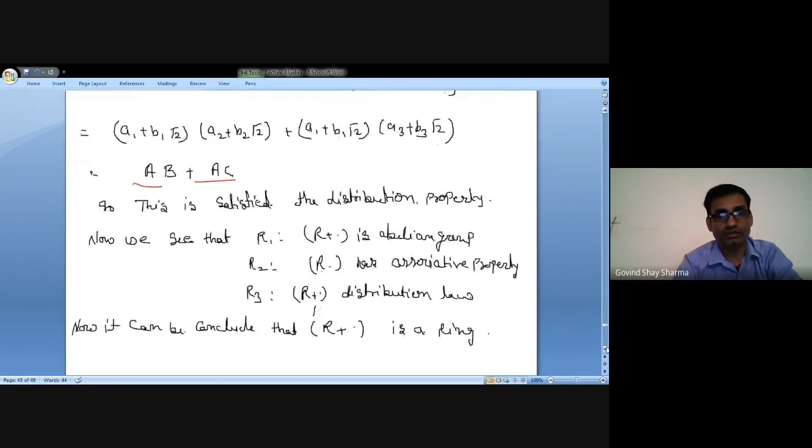Now, by the addition property, (R, +) is an abelian group. (R, dot) has the associative property. (R, +, dot) has the distributive law. So after these three properties are satisfied by the set, we can say that (R, +, dot) is a ring.